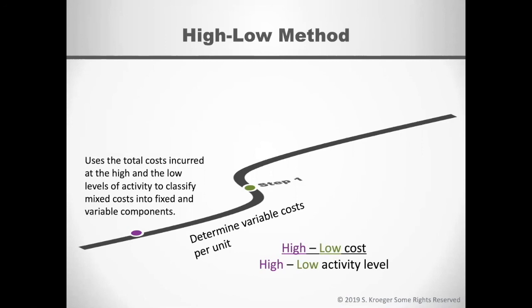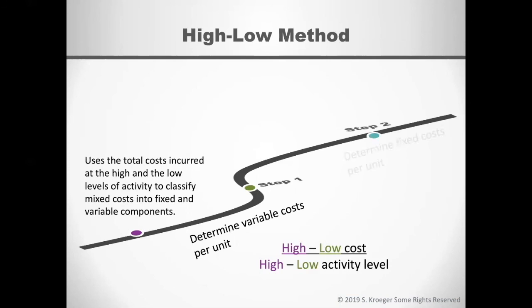We will take the highest mixed cost and subtract the lowest mixed cost from it. We will then take the highest level of business activity and subtract the lowest level of business activity. We will then divide both these numbers. To reiterate, it's the highest minus the lowest cost divided by the highest minus lowest activity level.